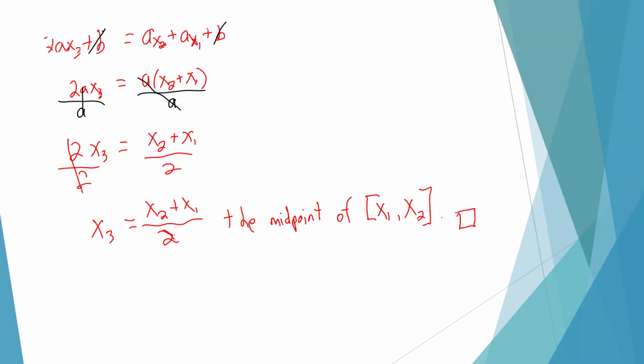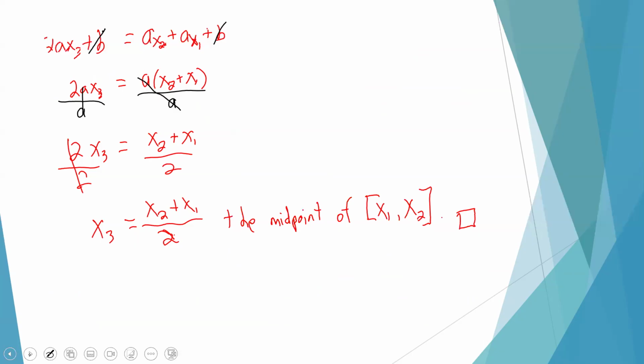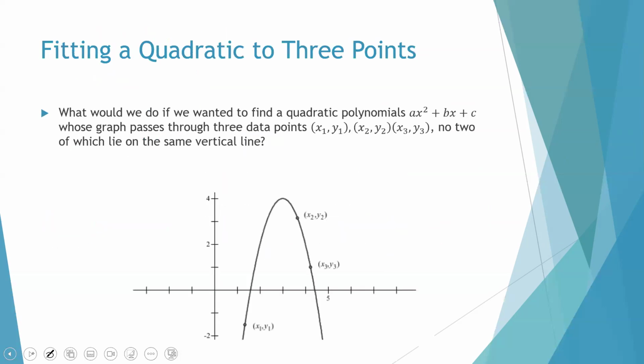We're going to go back and look at it just because I don't remember if it was actually a proof or not. Let's see. Suppose that, show. Yep, you're kind of proving when it says show. So putting the box is fine. We're showing that for any x1 and x2, the unique value of x3 that satisfies the mean value theorem is the midpoint, which we just did. Success. What's the next question?